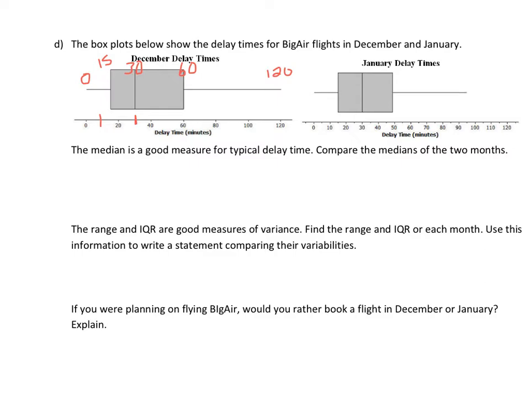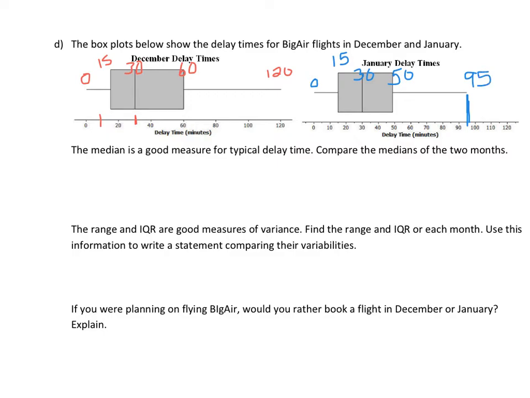Let's look at our January delay times. Again, we have 0, 15, 30, 50, and it looks like it's about 100. I'm sorry, 95. It's between 90 and 100, which would be 95.